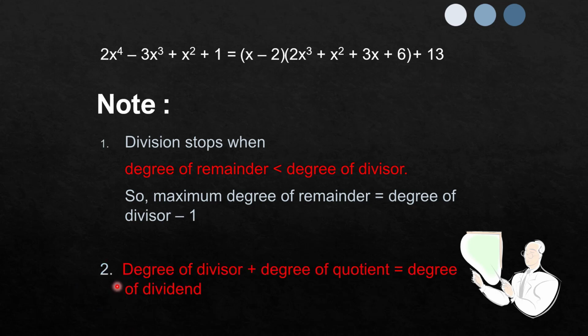Note number 2, the degree of the divisor added with the degree of the quotient will equal the degree of the dividend. So in here, we have the degree of the divisor 1 added with the degree of the quotient 3, and 1 plus 3 is 4. That's the degree of the dividend.